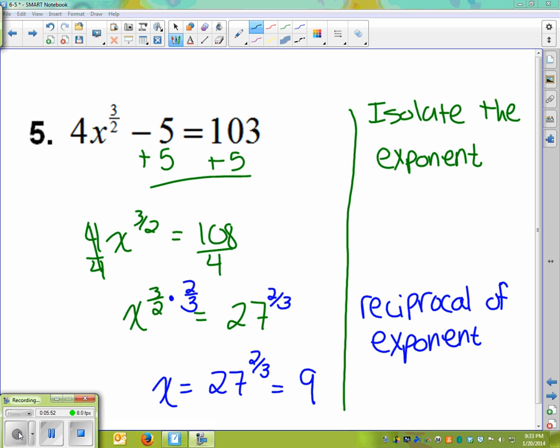This is what my problem looks like worked out. In the green, I isolated the exponent. I added 5 and divided by 4. I then took everything to the power of 2/3 because it was a 3/2. The 2's canceled, the 3's canceled, leaving me with x. 27 to the 2/3 is equal to 9. I typed it in the calculator, it was a whole number, so I could stop.